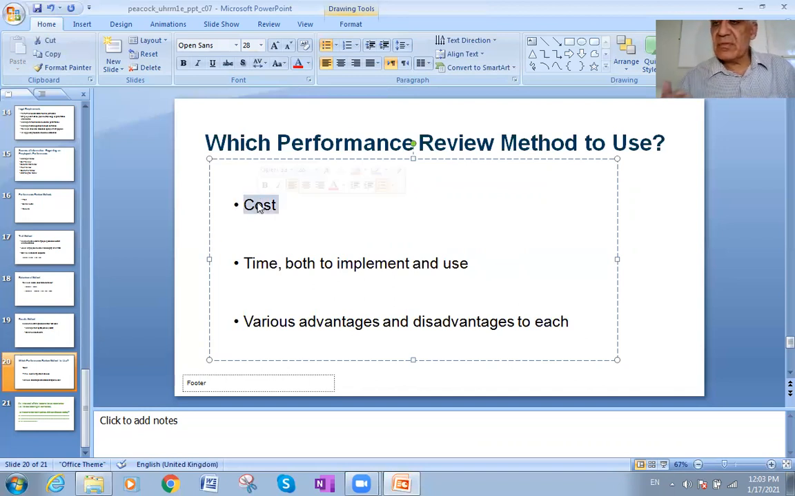Are the performance methods reducing the costs or not? What about the time? Because time is money, time is very important for management as well. Are you doing the job in real time, on the standard time? Or are you taking longer, or maybe producing in less time? That's fine, that's favorable. There are various advantages and disadvantages to each of these points.